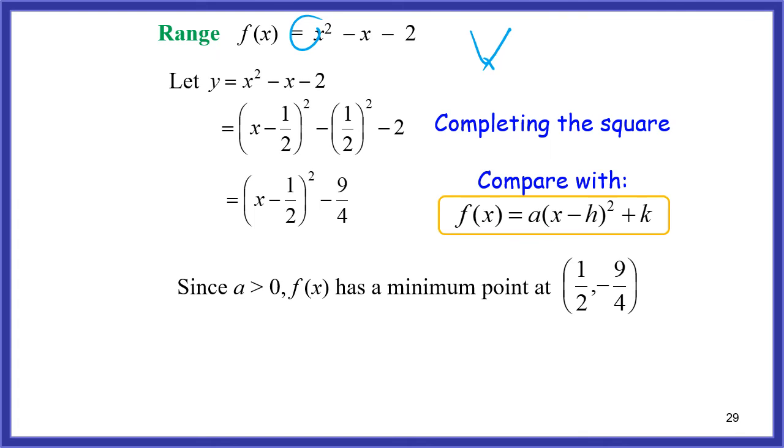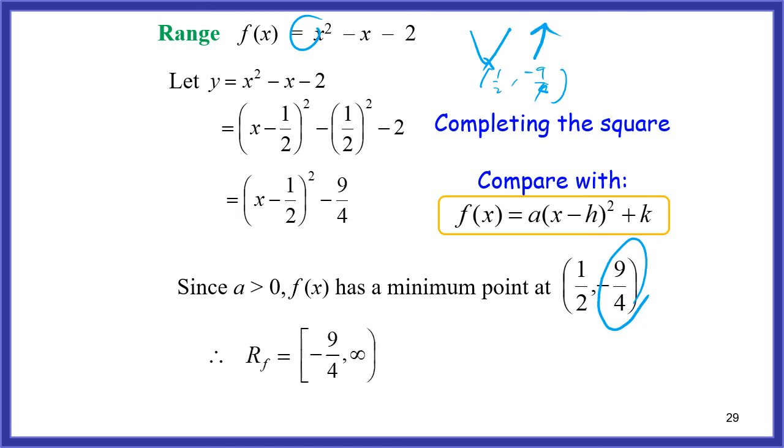So for the domain, we know already. For the range, it will start at the minimum point. This negative 9 over 4 is the minimum, so it will start from negative 9 over 4 up to infinity.